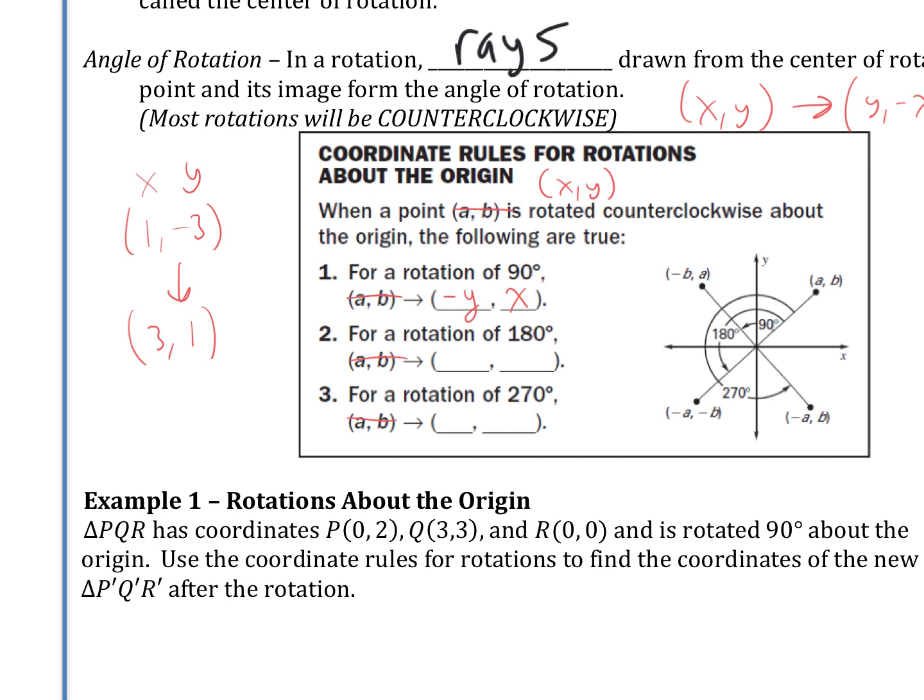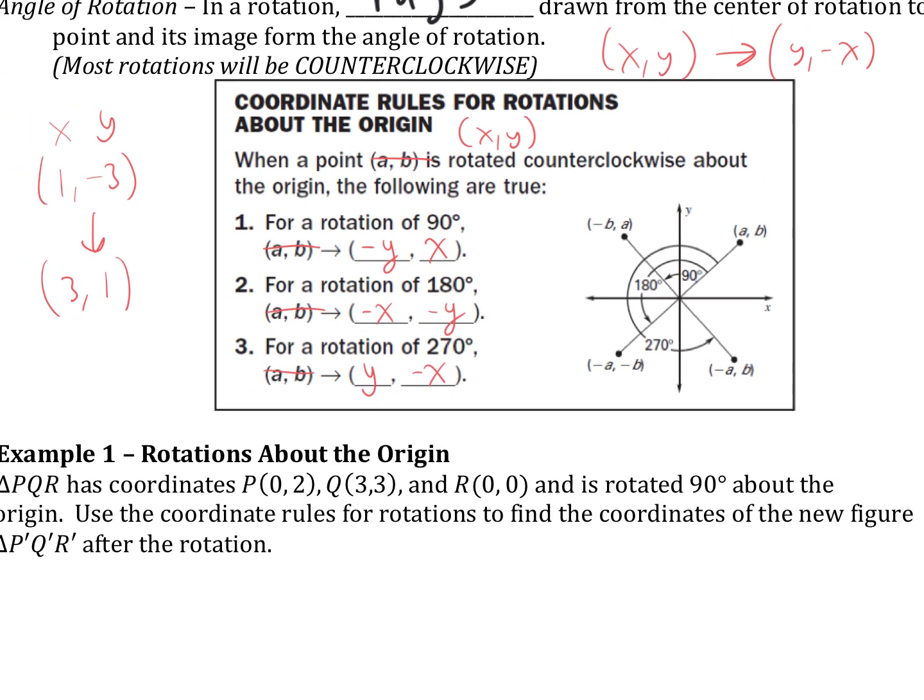A rotation of 180 degrees is going to be the opposite of X and the opposite of Y. All right. 270 degrees is going to be Y and the opposite of X. And that applies to these here too. But down here, they goofed this up. This should have been Y and the opposite of X, or I guess B and the opposite of A. So, yeah. All right. Sounds good.